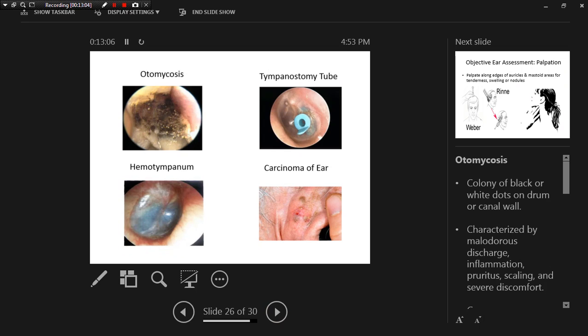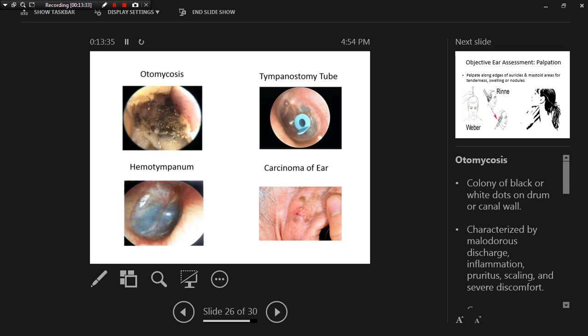So otomycosis, patients who have an infection of the inner ear related to a fungus. And this is not common. It's usually found in patients who have immunocompromised systems, maybe patients who have been swimming or have gotten some lake water that's contaminated in their ears. Maybe patients in warmer climates. And these patients are going to need antifungals.